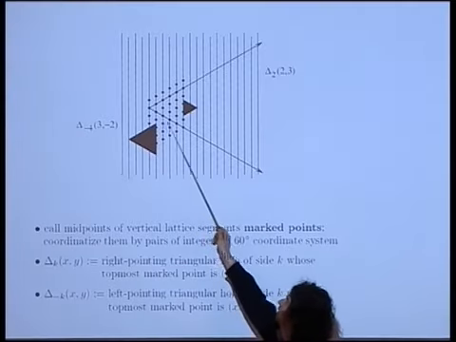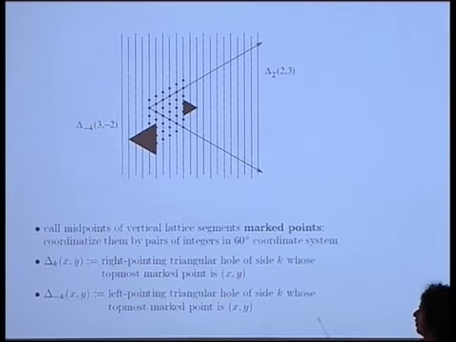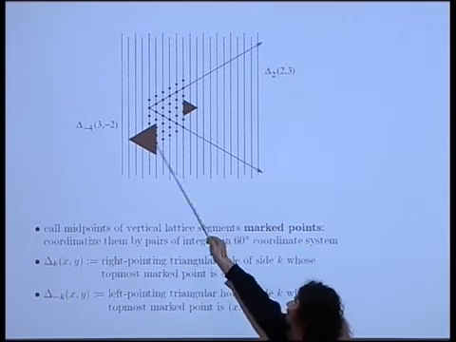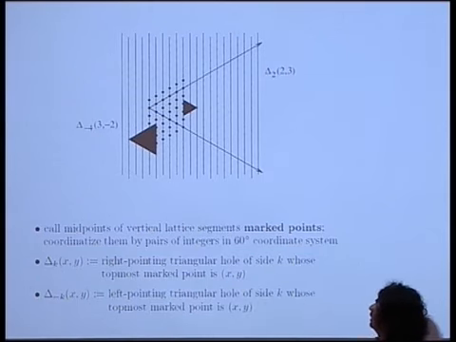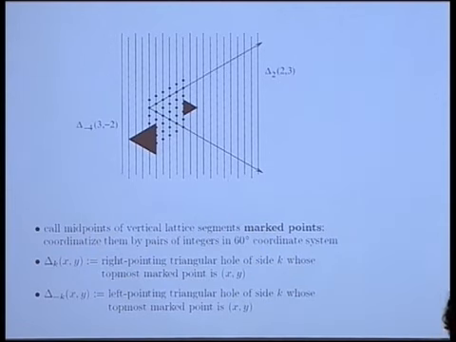Then take an oblique system of coordinates of a 60-degree angle, with the x-axis going this direction and the y-axis going that direction. Then every black dot gets a pair of integers. It's coordinatized by a pair of integers.